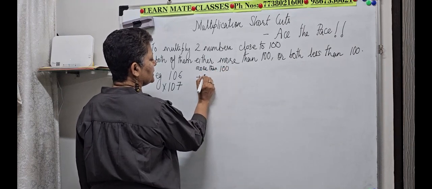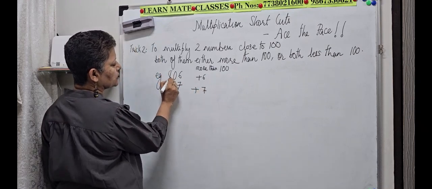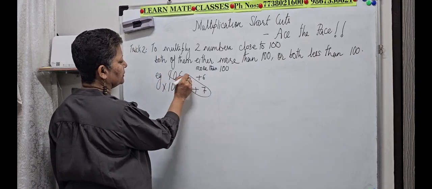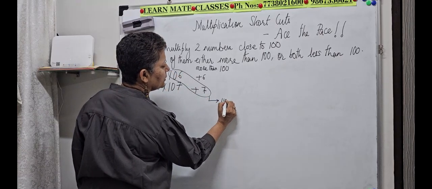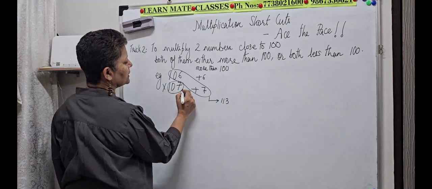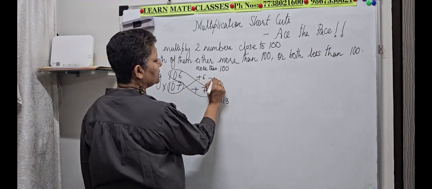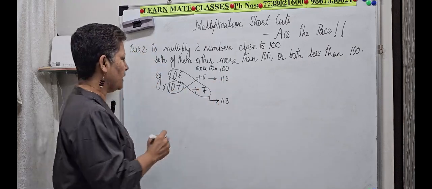This is plus 6 and this is plus 7. Now if I take a cross from here to here, what is 106 plus 107? 113. If I take a cross from here to here, what is this? This is still 113. So that's going to be a part of my answer.